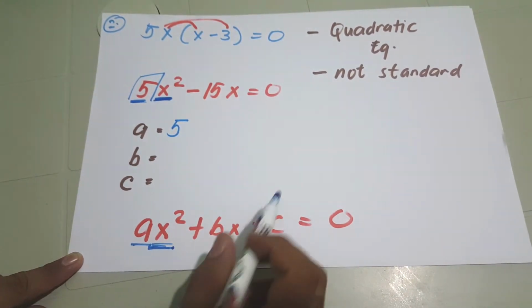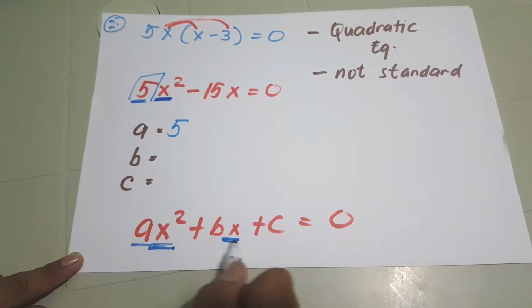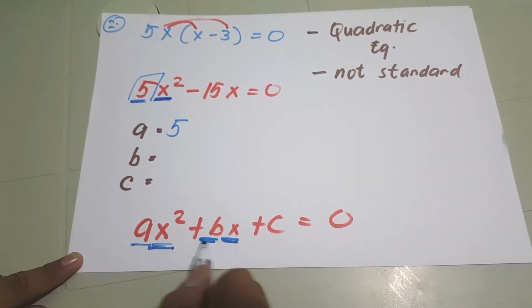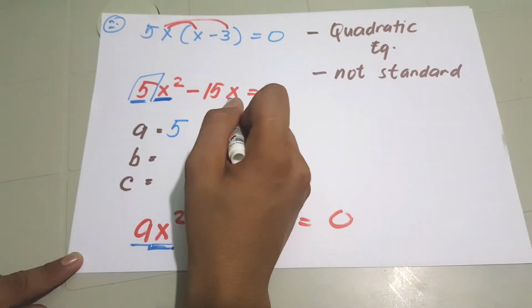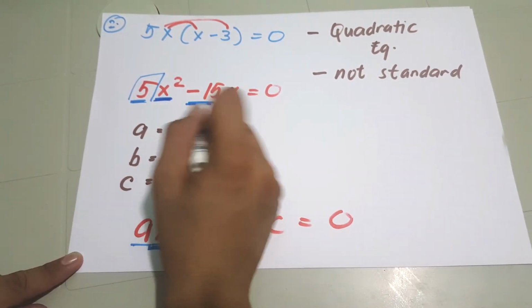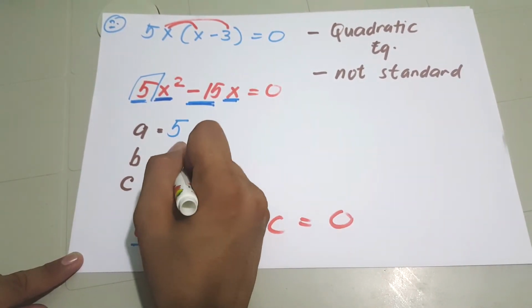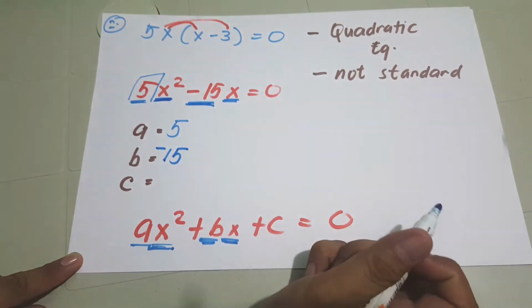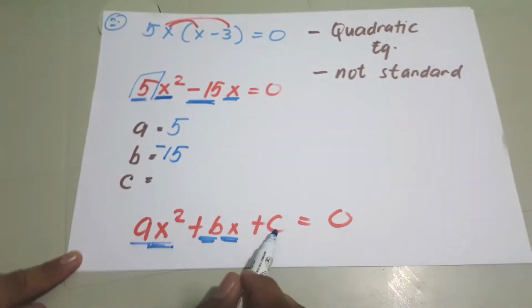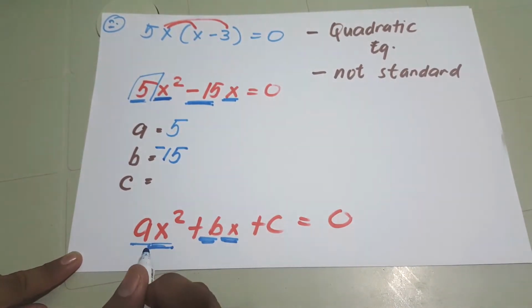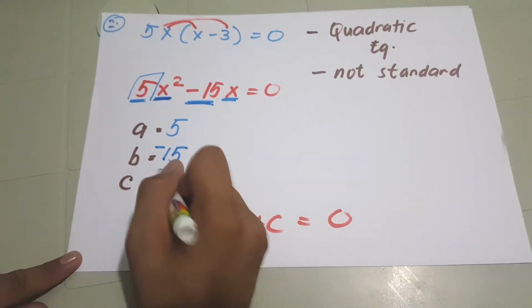At yung constant daw na kasama ni x, siya yung B. Therefore, ito yung x at ang constant niya ay negative 15. Therefore, yan ang B. Negative 15. And then the problem is we don't have a C. Paano gagawin dyan? Okay. Ganun pa rin. Isi-zero lang natin.